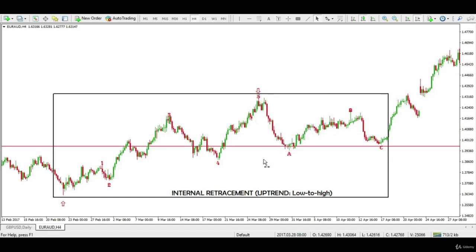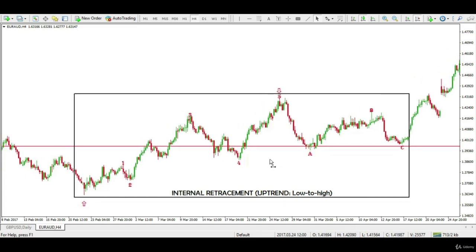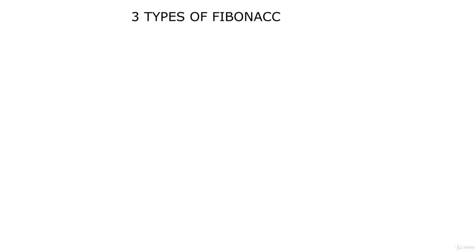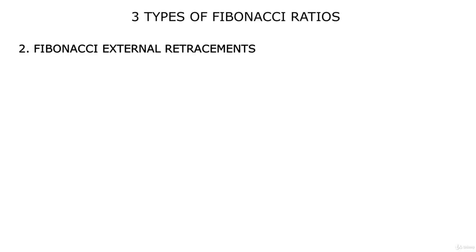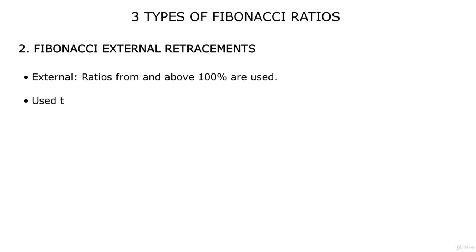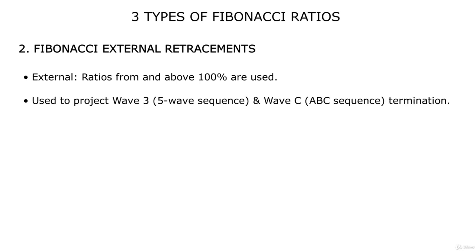It is now time to study the next type of Fibonacci retracements. The second ratio type we use in this strategy is called external retracements. They are called external because ratios above 100% are used to project wave termination. External retracements are mostly used to project wave 3 price targets within a 5 wave sequence and wave C price target within an ABC sequence.